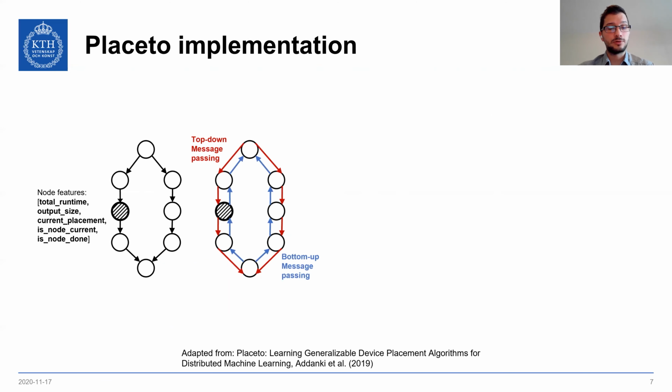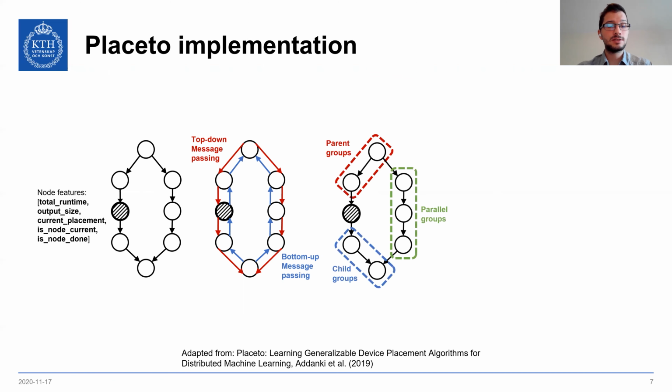Place2 is a GNN approach, and as such works by aggregating information of the node's neighbors in some way using message passing. What this gives us is a set of parent nodes, a set of child nodes, and a set of parallel nodes in relation to the current one.